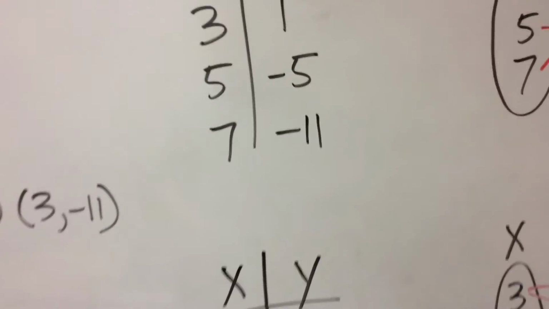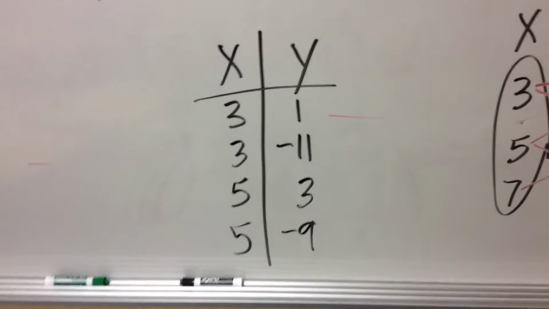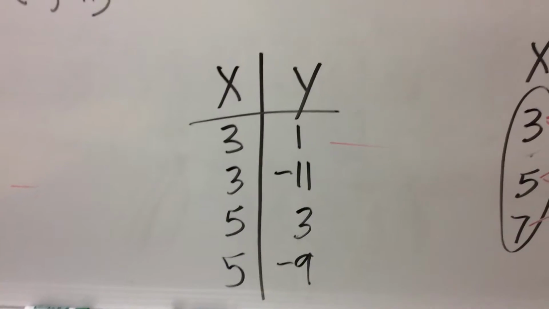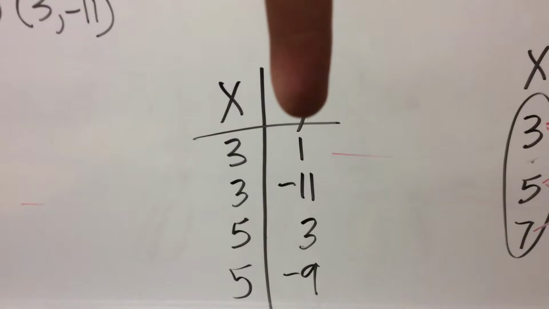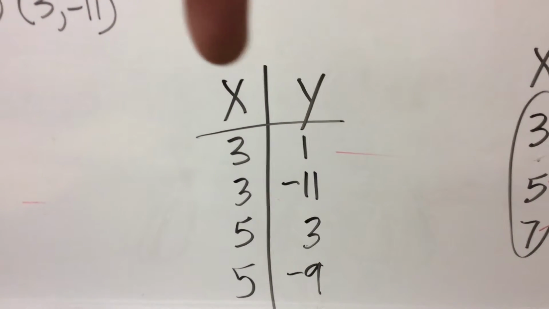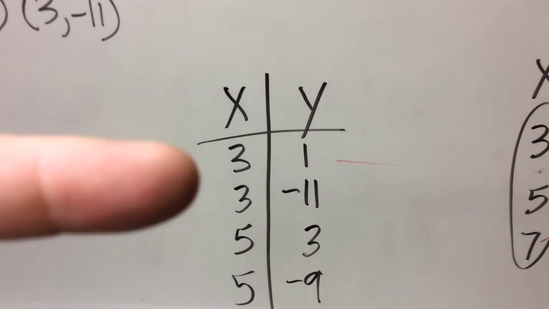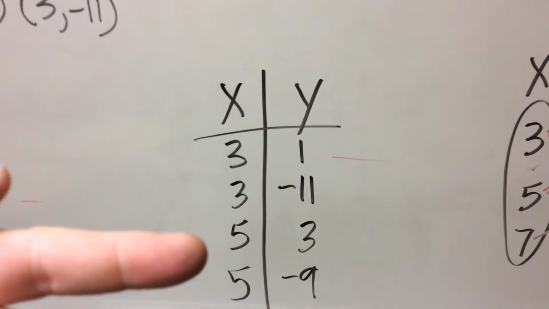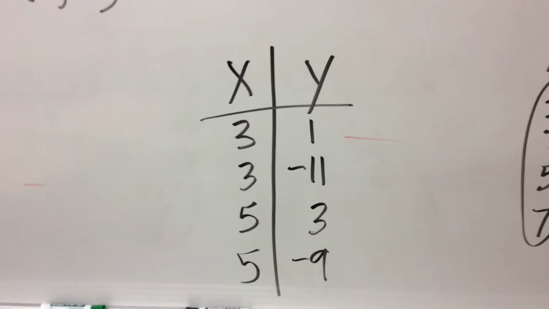So an example of a table that would not be a function would be one like this, where even though all of our outputs, all of our range numbers, all of our y numbers are different, the x numbers repeat. There's going to be 2 different answers for when x is 3, and 2 different answers for when x is 5. So this would not be a function.